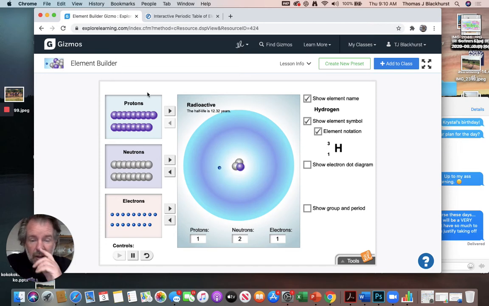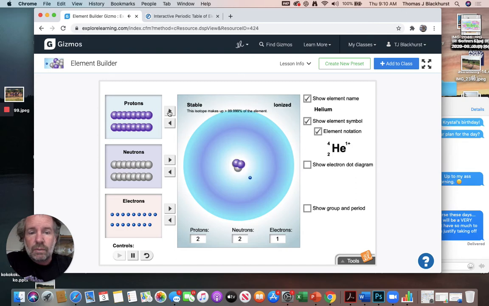So if we actually, let's say we went to an atom of helium, okay? So helium, I'm going to add an extra proton, and this one's ionized, so I've got 2 protons now. Our mass is 4. I'm actually going to add an extra electron now so that this is stable. So this isotope makes up 99% of it. It's not ionized. This is electrically neutral. So this is kind of how it should look.